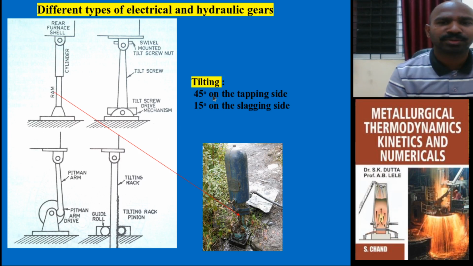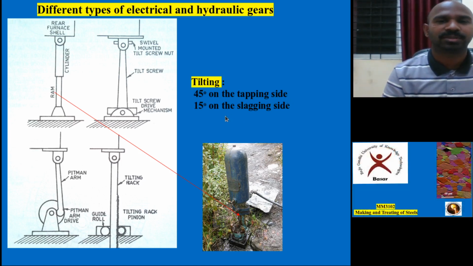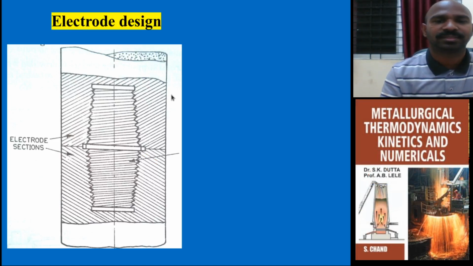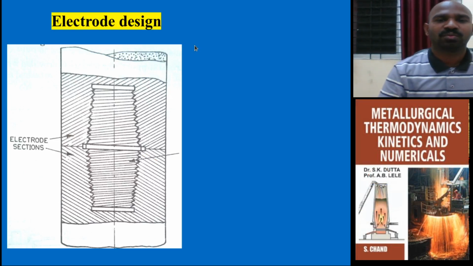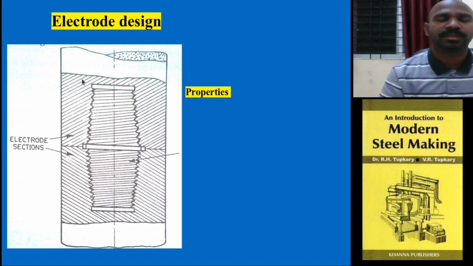Especially these parameters are fixed. Tilting for tapping the molten metal, 45 degrees maximum can be chosen. For the slag side, slag door, 15 degrees maximum angle is preferred. And electrode design: the electrodes used in an electric arc furnace mainly depend upon their properties. This is a very complicated design.